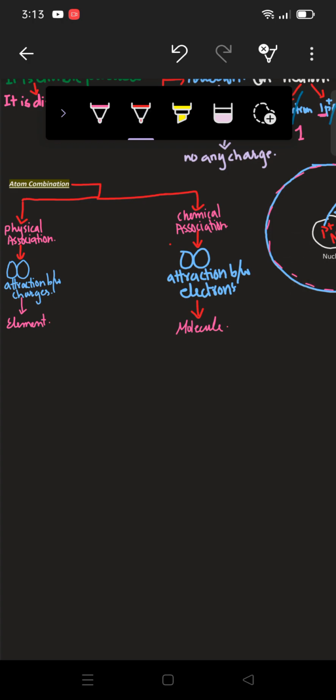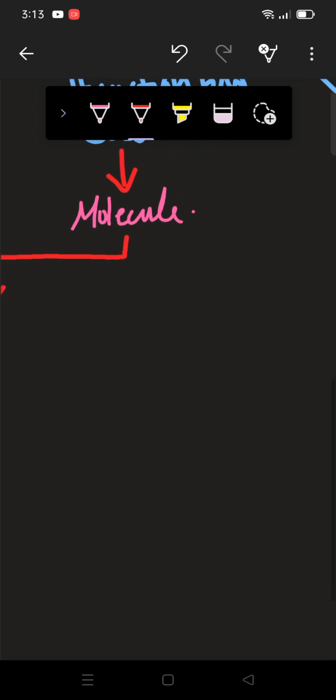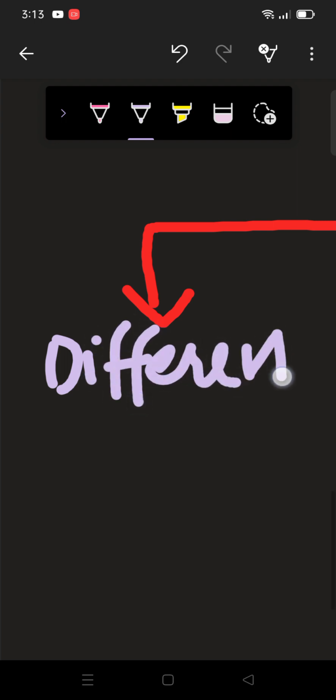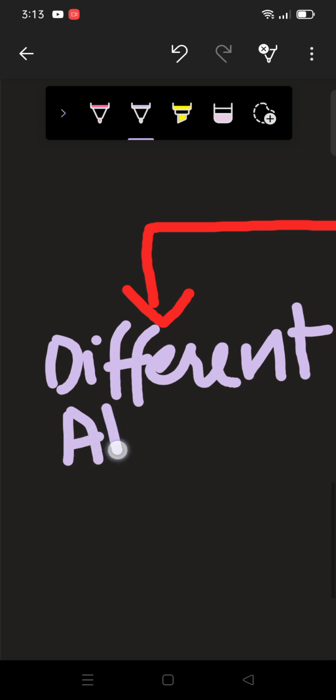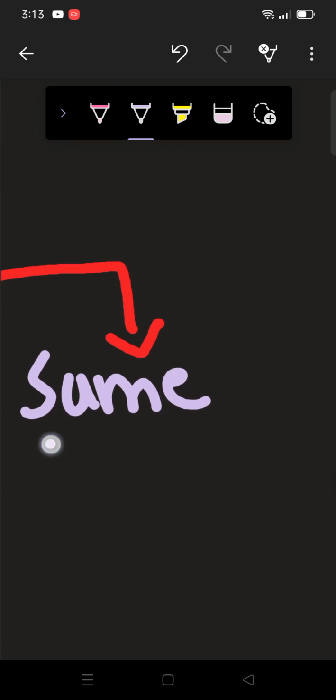Now this molecule can either be made with the same type of atom or with different atoms as well. So either they will be made by different types of atoms, or the same. Here we are going with different atoms. And they can be made with the same type of atoms as well.